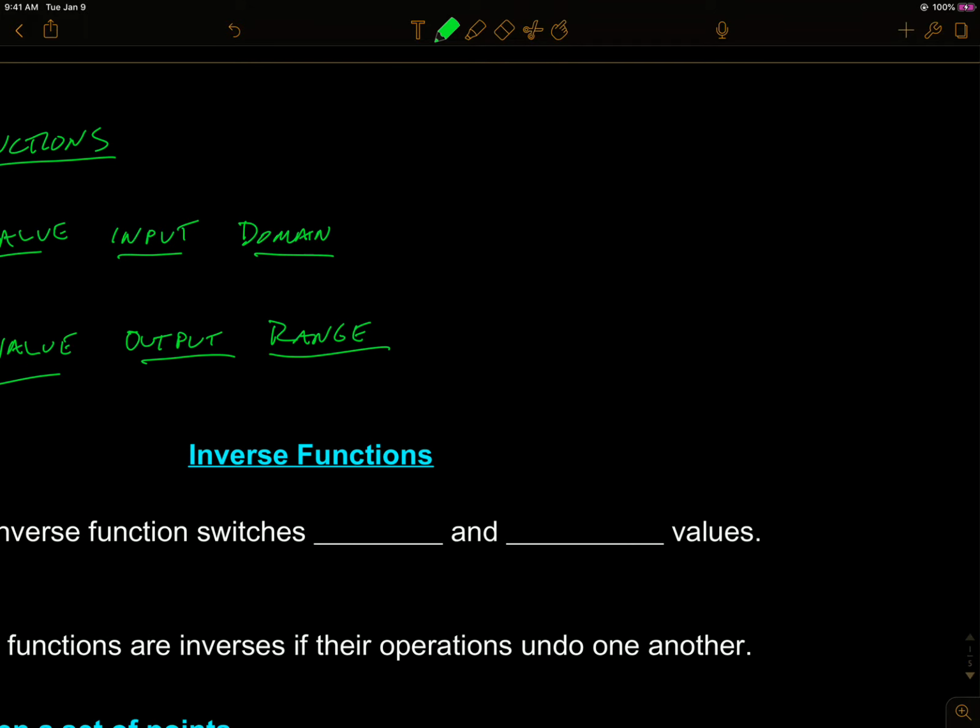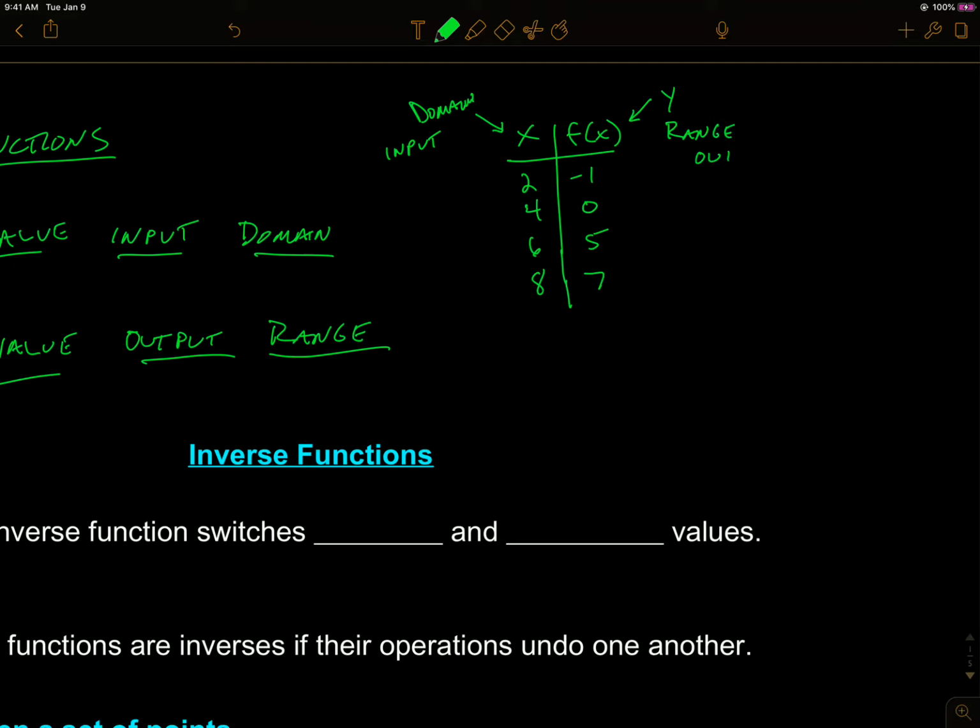There's three ways we express functions. Here's one way. We can have a table where we list our x values and then we list our y values. Remember, this column, the x column, would be called the domain, or we could call it also our input values. This column we would call the y column or our range or our output values.